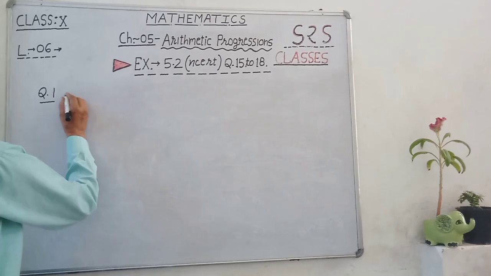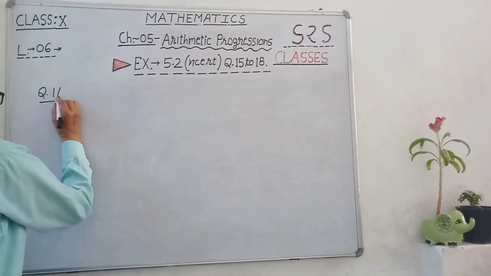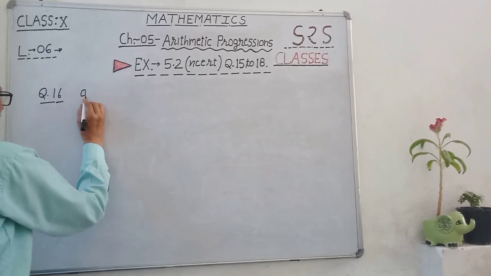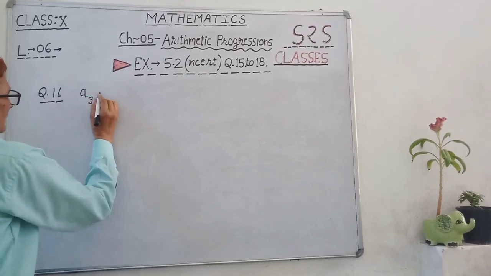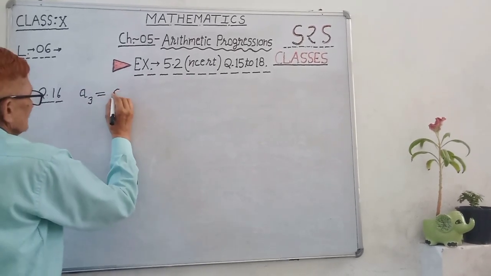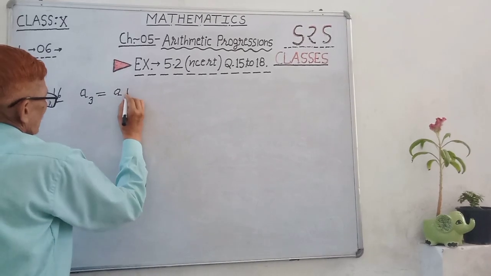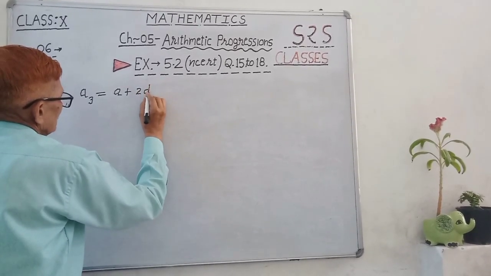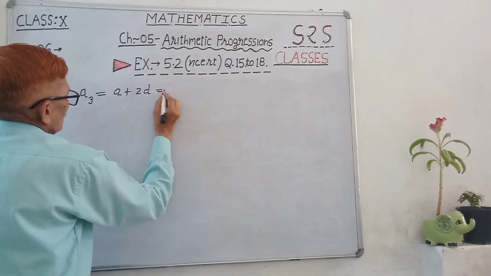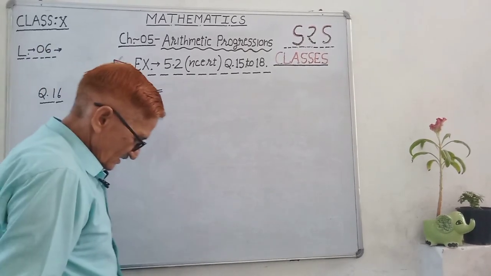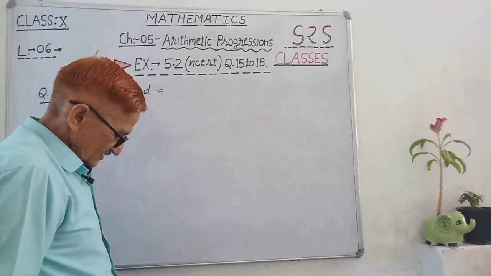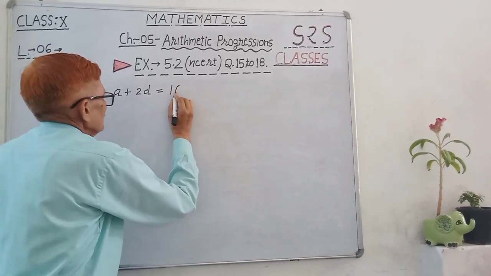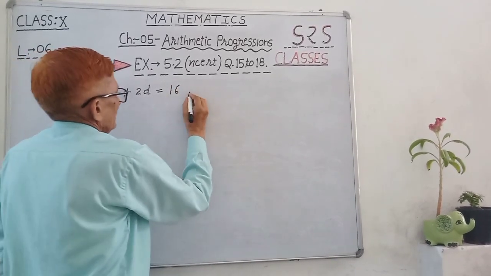According to question 16, A3, third term, A3 equal to A plus 3 minus 1, 2, D is equal to given, question 16, given 16, third term is 16.